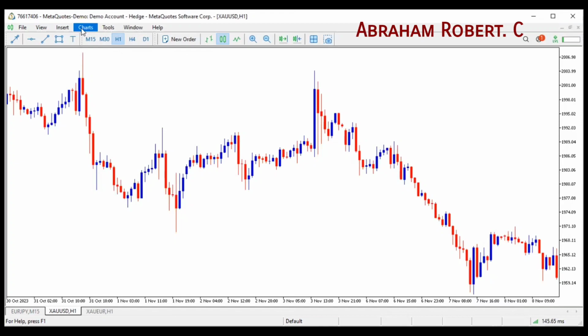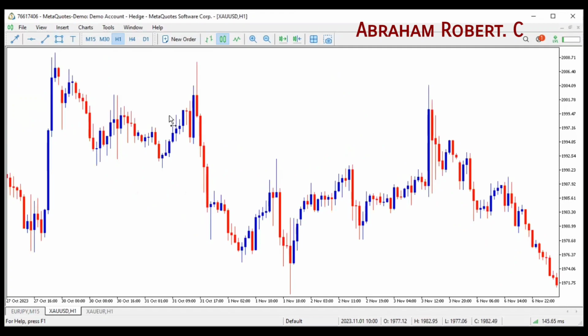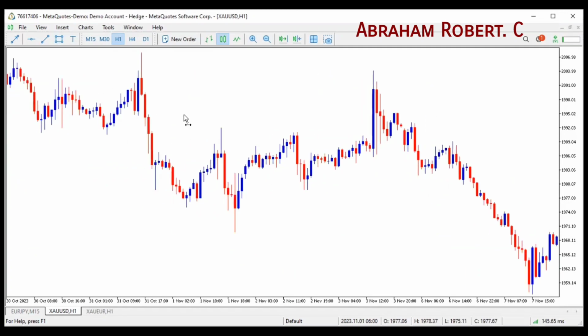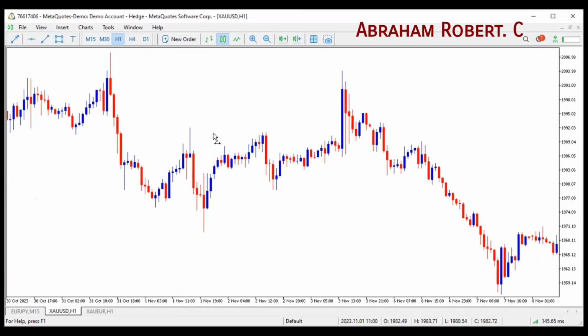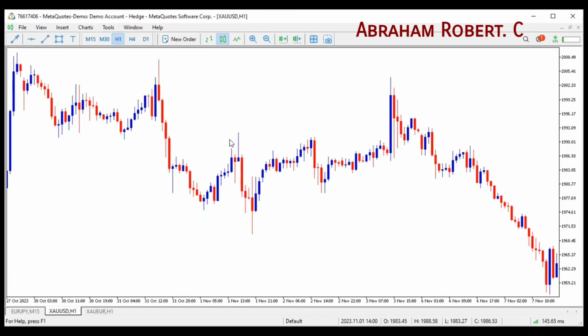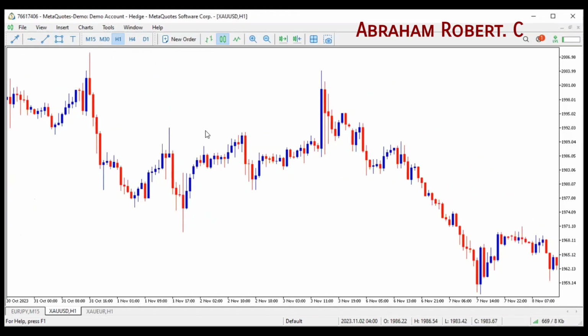Now, if you look at your chart, I told us to always trade with the trend. So the first thing you want to do is to check what's the trend. You can see this is a big consolidation market, but even in the midst of the consolidation, you also find that it's a bearish market.